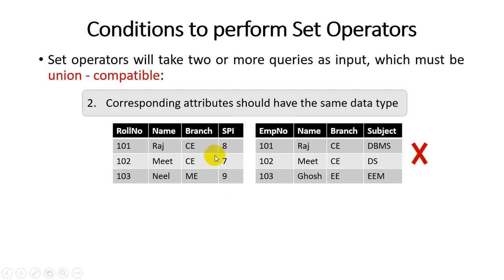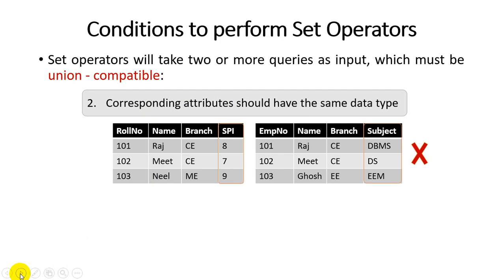There are four columns in both tables, so we can say it is union compatible in count, but corresponding attributes should have the same data type. Roll number and employee number are integers, name belongs to the same data type, varchar, branch in both is varchar, but SPI has an integer data type and subject belongs to the varchar data type. So it fails, as corresponding attributes should have the same data type.